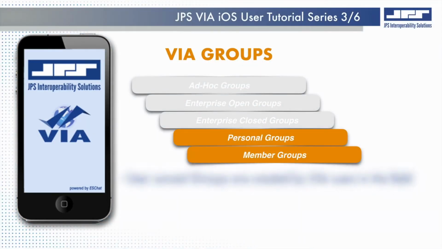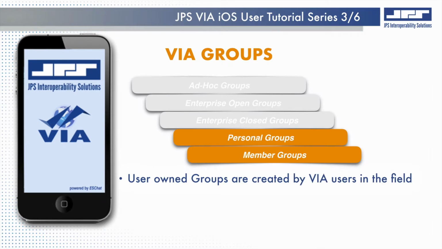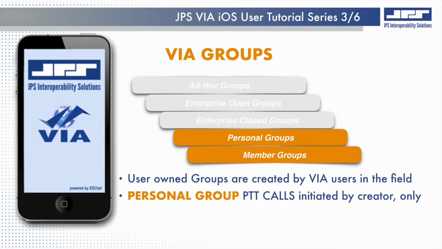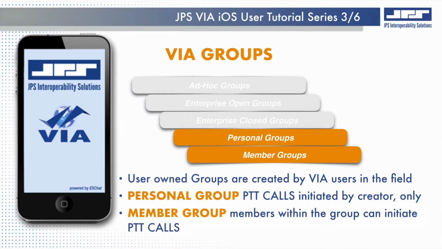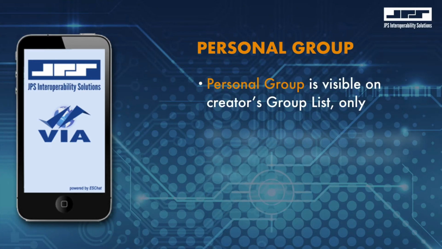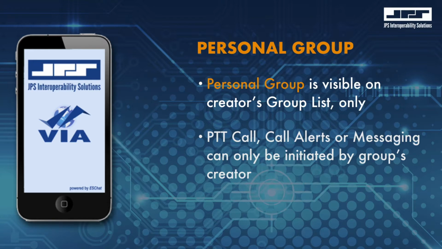There are 2 types of groups a VIA user can self-administer from their own device in the field. A personal group is created by one VIA user, and the communications can only be initiated by that user only. A member group is created by one VIA user as well, but all members within that group can initiate communications at any time. A personal group is owned and is visible only by the creator of the personal group. The personal group will not be visible in the other members' groups list, thus other members of the personal group will not have the ability to delete themselves from the group.